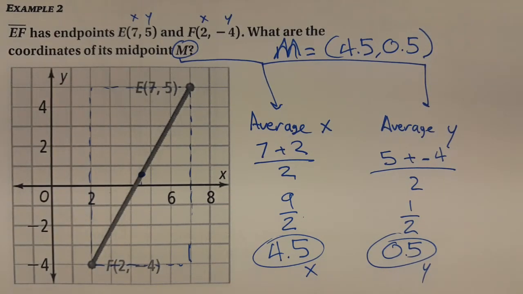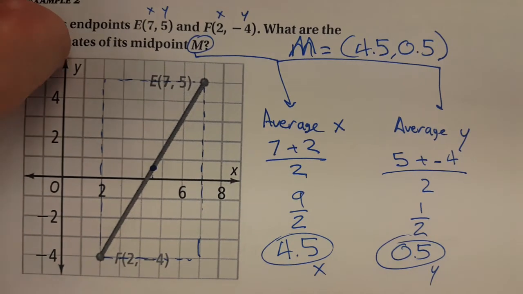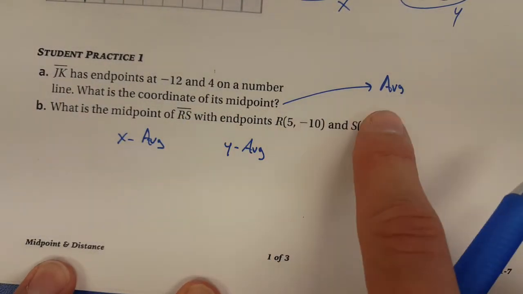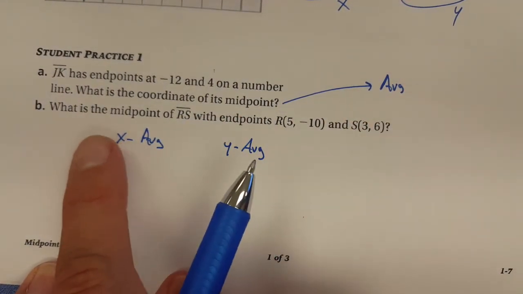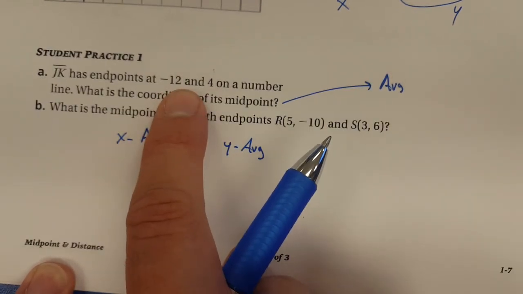Based off those examples, you should be able to do the student practice. I will not do it for you. You need to figure it out. But here's some things that might help. Remember, to find the midpoint, you've got to average them, okay? And then to find the midpoint of 2 coordinate points, this is just a single segment on a number line.